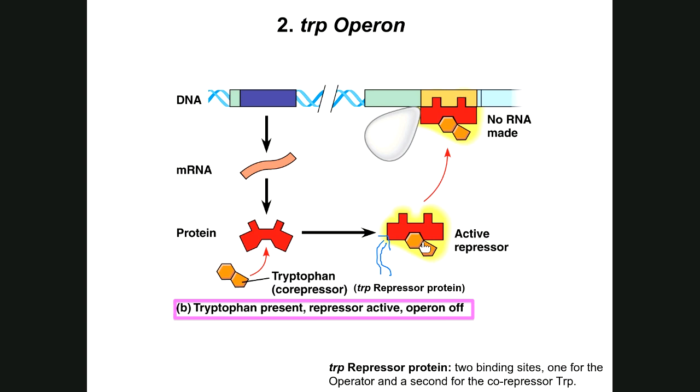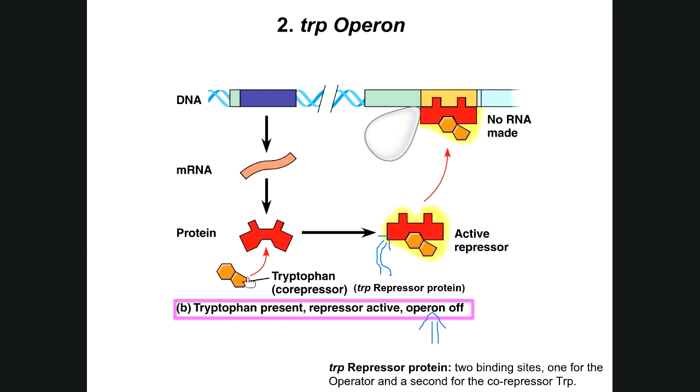So notice something. For the trp repressor protein, both binding sites will work at the same time whenever gene expression of the trp operon is being turned off or repressed.